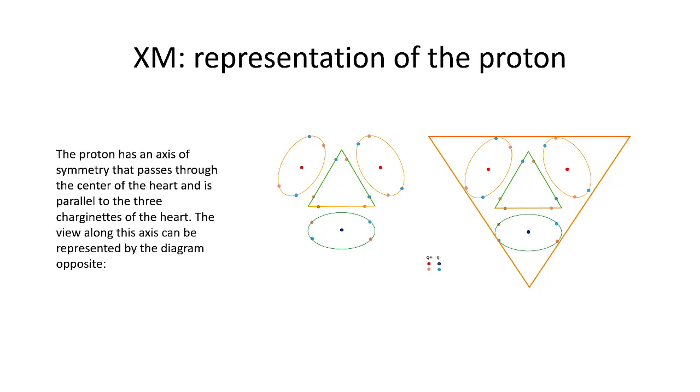XM, representation of the proton. The proton has an axis of symmetry that passes through the center of the heart and is parallel to the three charge nets of the heart. The view along this axis can be given here.